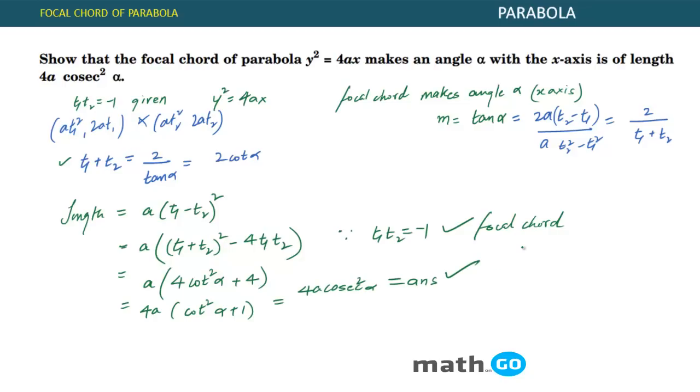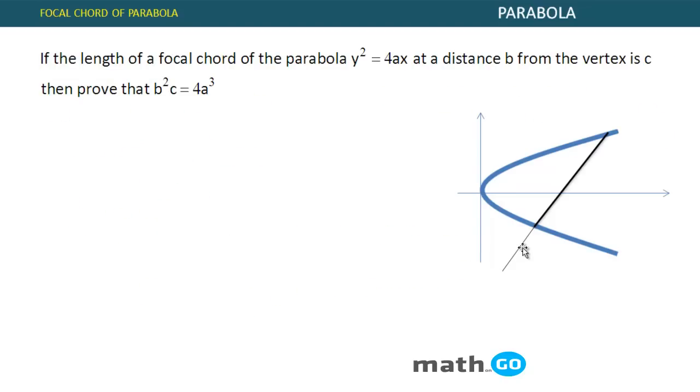Right? Got it? So this is how we actually used the concept of focal chord in questions. Let's take another problem. The next question says that you have to find the length of the focal chord of the parabola y square equal to 4x at a distance b from the vertex when the length is c. So let's say this is A and this is B. I assume B to be t2 and A to be t1. So I am given length AB as c, and I know this value would be a times (t1 minus t2) square. This is the formula that we have already done.